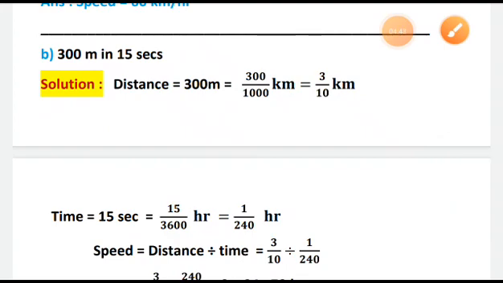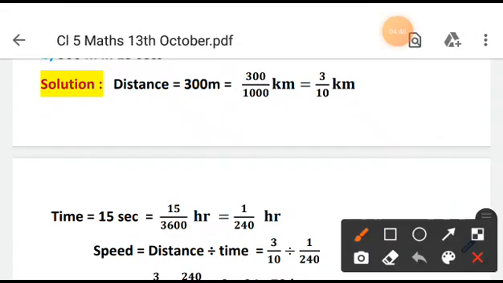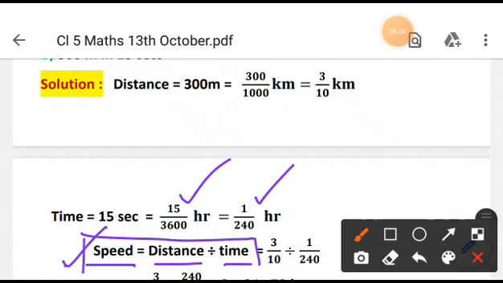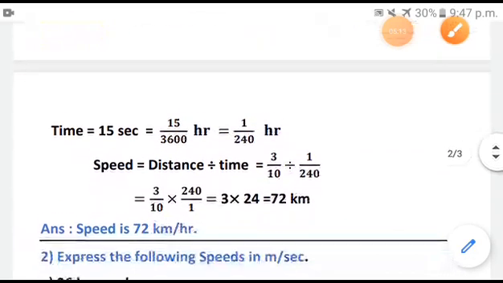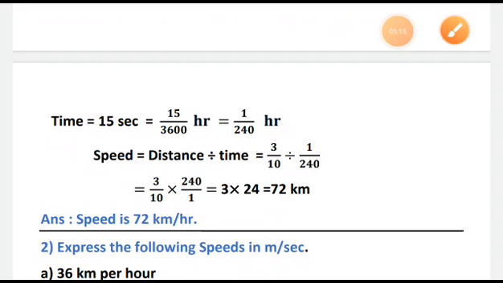Next you have the time. Time is 15 seconds. So seconds into hours, that means you will have to divide by 3600. Then you divide and cancel out and you get 1 by 240 hours. Then you write speed equals distance divided by time. You know this formula, speed equals distance divided by time. So distance you have got in kilometer, that is 3 by 10 kilometer, and time is 1 by 240 hours. So you write 3 by 10 divided by 1 by 240.